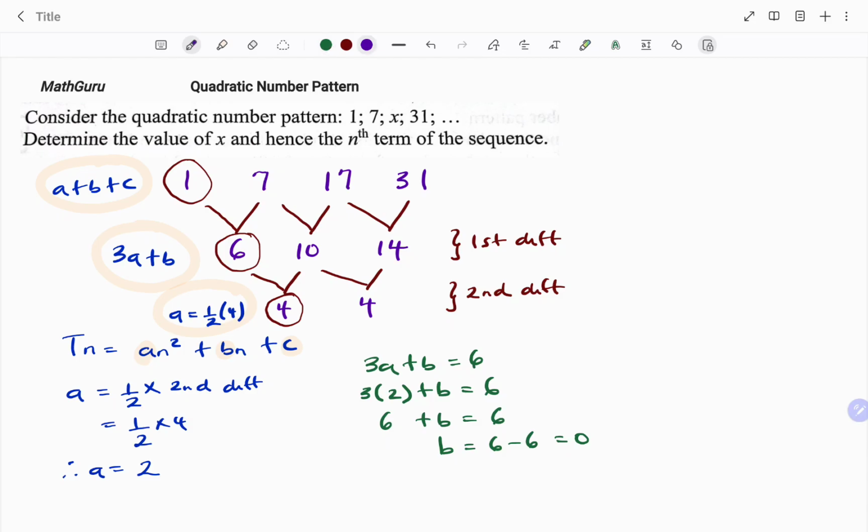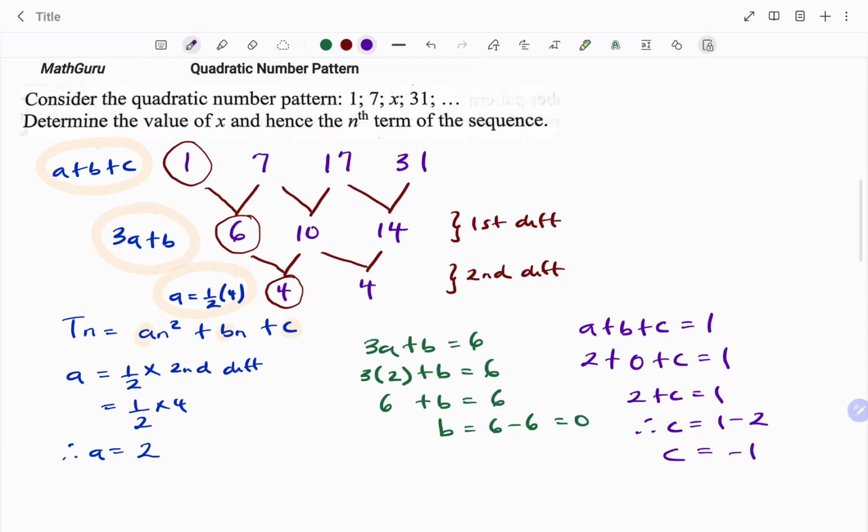Then in order to find my C, I have A plus B plus C equals the first term, which is 1. We have the value of A, that's 2, plus the value of B, 0, plus C equals 1. So I have 2 plus C equals 1. Therefore, the value of C is 1 minus 2. I'm moving 2 to my right-hand side. Therefore, C is negative 1.